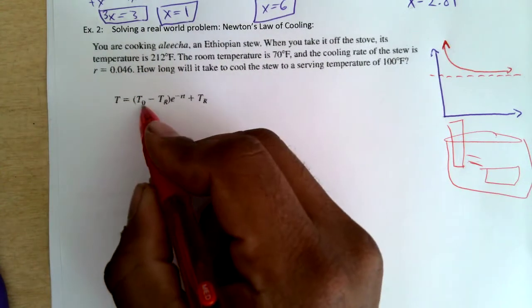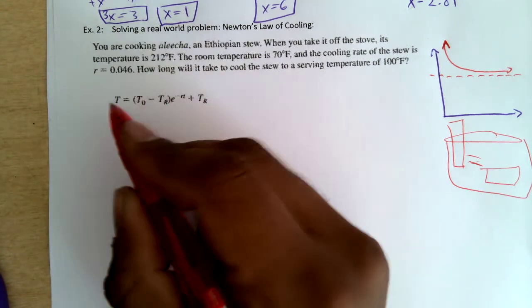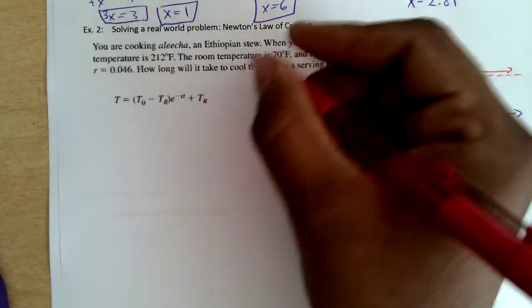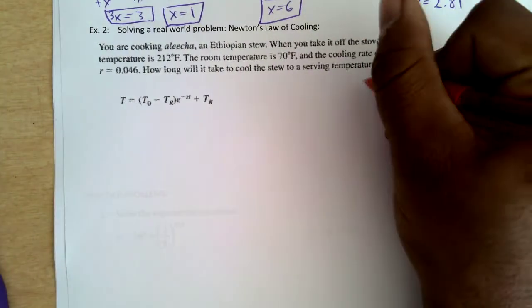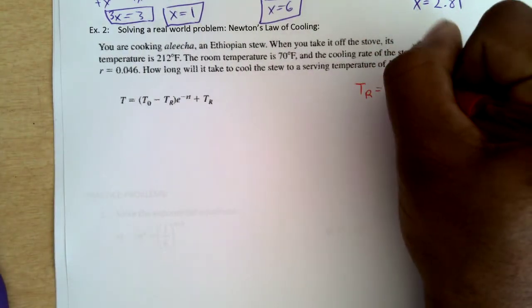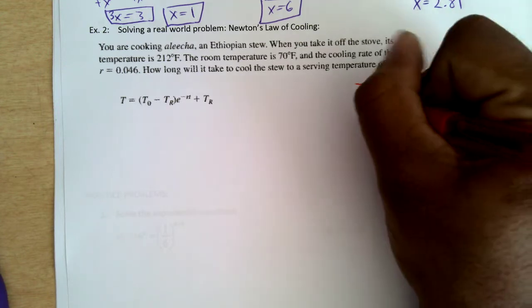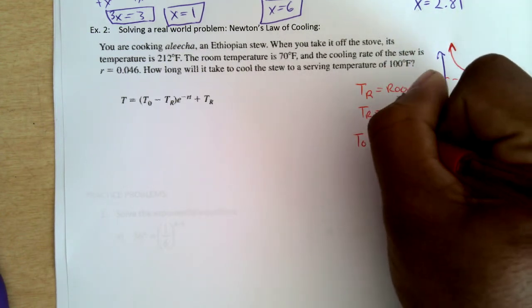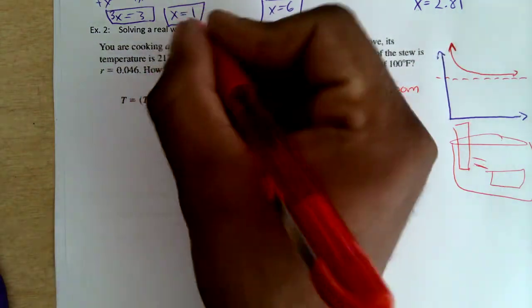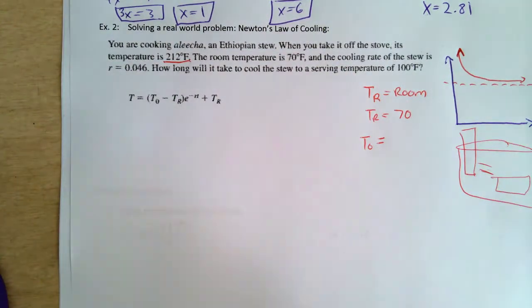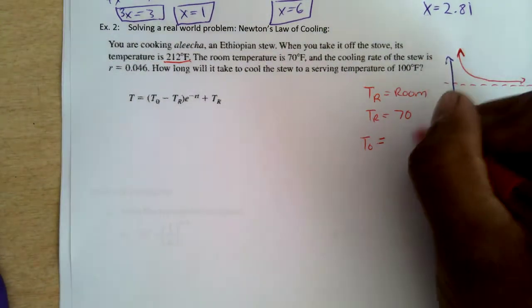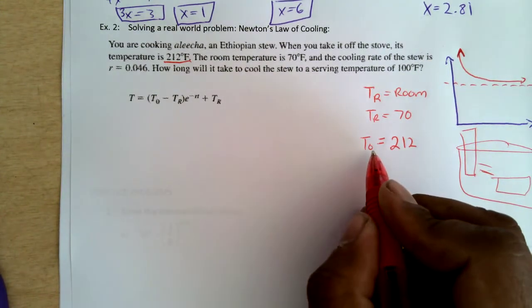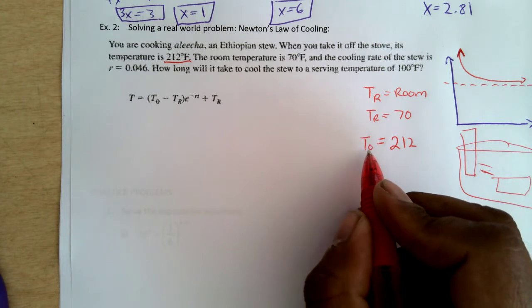So I'm going to break this equation down. This equation sometimes is written differently, but let's look at a few things here. I'm going to say T of R is our room temperature. So we're going to say T of R is 70. T sub 0 is the initial temperature of whatever we're doing. So we're going to say 212. Zero is often used as a subscript for initial.